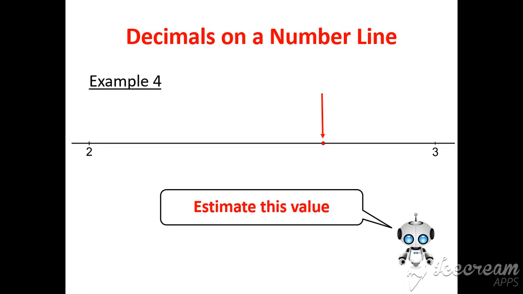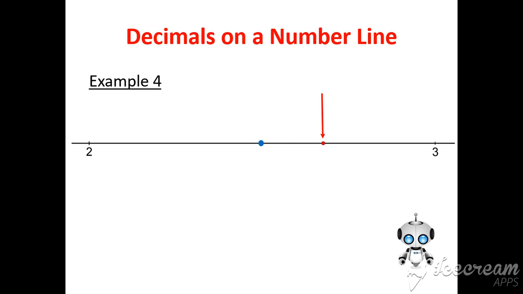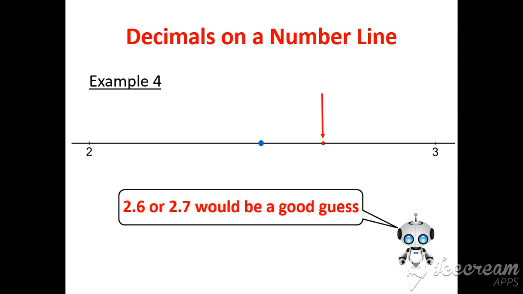All right, let's move on to number 4. We're going to estimate this value. Well, we've got 2 and 3, so it's somewhere between 2 and 3. As a guess, that's about halfway. I've just roughly mapped out about halfway, and that would be 2.5. So I know it's bigger than 2.5. So maybe 2.6 or 2.7. That would be a really good guess.